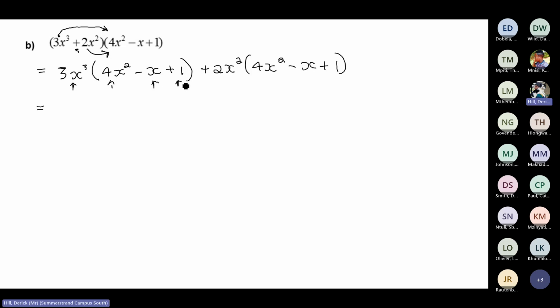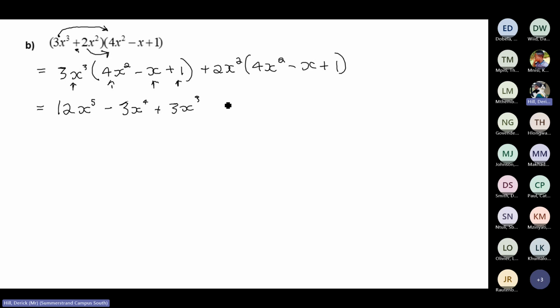And what am I going to get? I'm going to get 3 times 4, which is 12. x cubed times x squared, which is x to the 5th power. Then I have 3 times minus 1, which is minus 3. x cubed times x will give me x to the 4th power. And finally, we have a 1, so we just have 1 times 3x cubed.